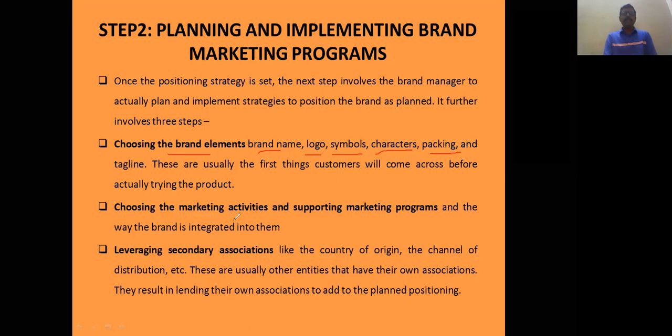Next, the second one is choosing the marketing activities and supporting marketing programs. The campaigns that are released must elevate the brands and their brand performances. Next one is secondary associations need to be developed. That is, all the people, all the communities that favor the brand must be united and they must be positioned.